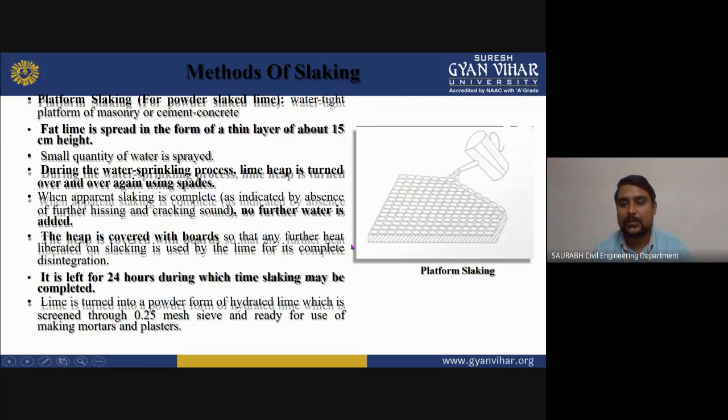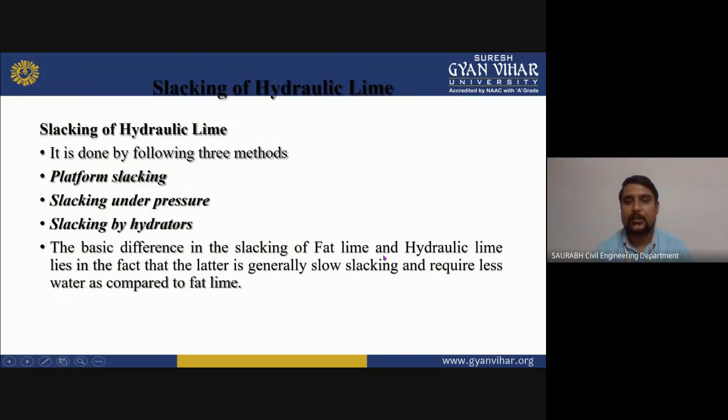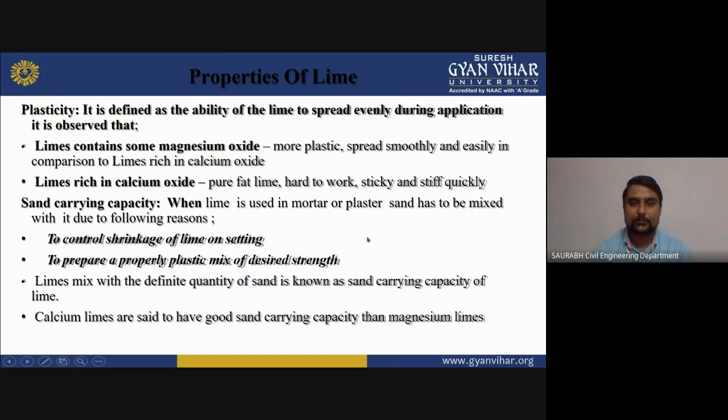Now this is the method of slaking, and now we will see slaking of hydraulic lime. Slaking of hydraulic lime is done by the following three methods. First one is platform slaking, second is slaking under pressure, and third is slaking by the hydrator. And the basic difference in the slaking of fat lime and hydraulic lime lies in the fact that the latter is generally slow slaking and requires less water as compared to fat lime.